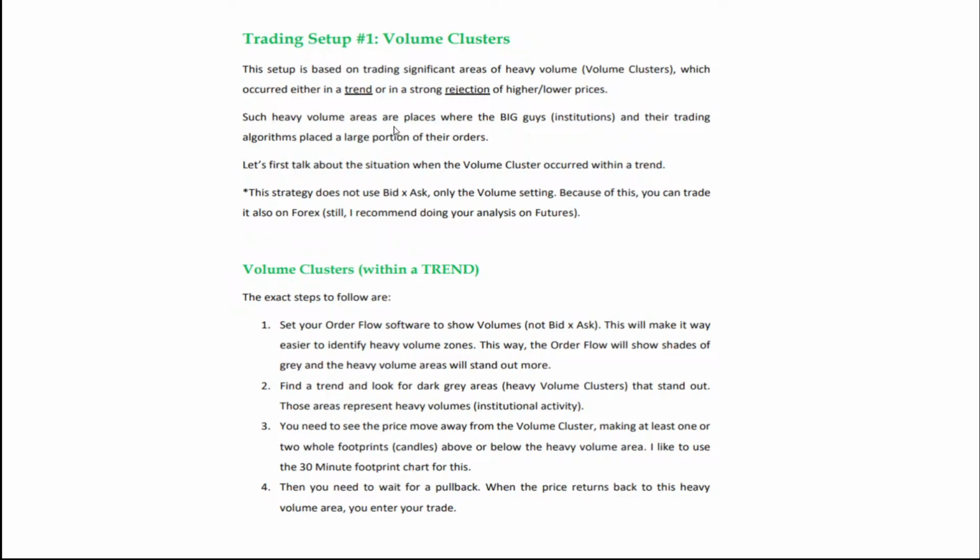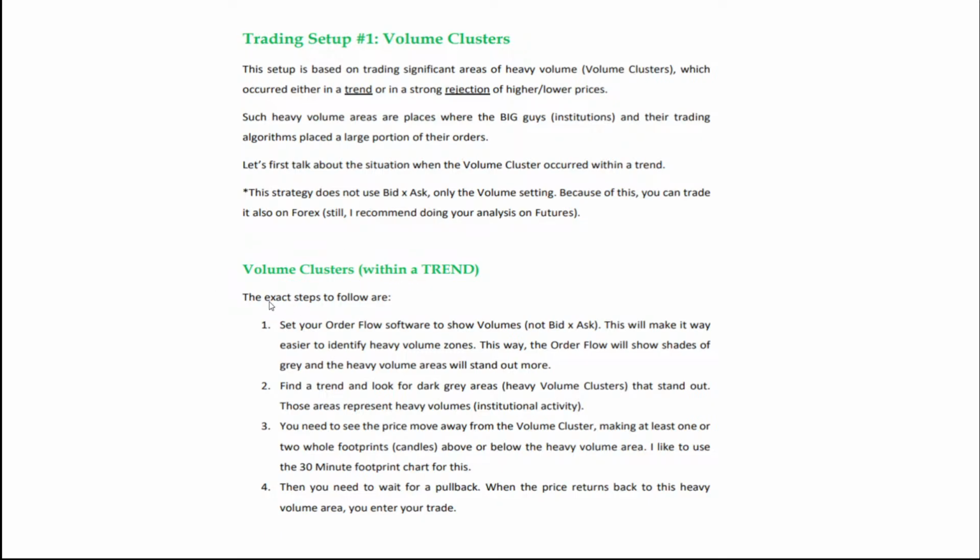Such heavy volume areas are places where the big guys, institutions, and their trading algorithms placed a large portion of their orders. So talking about the situation with the volume clusters in a trend, we've already done that. Or sorry, no, we didn't. We did it in a rejection. This strategy, we talked about this, doesn't use bid and ask. We're combining the two together, right?